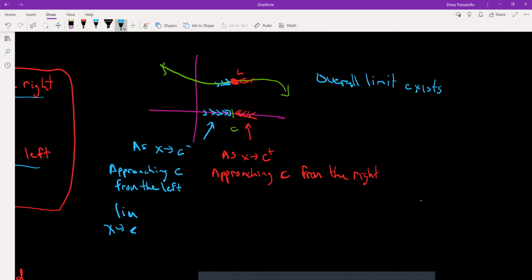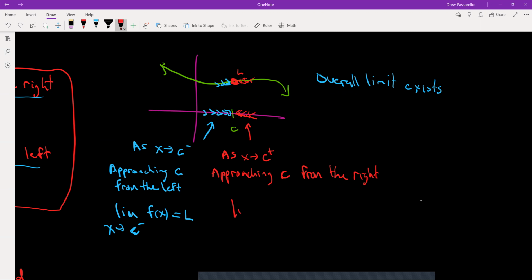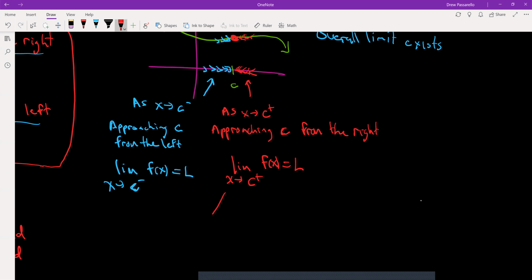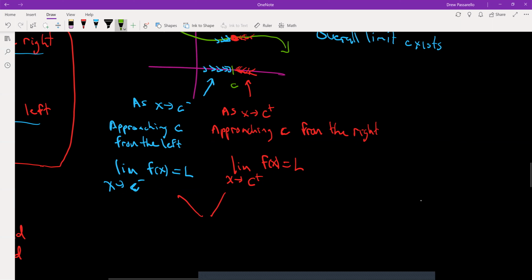X approaches C with the minus sign for indicating approaching C from the left side of f of x. That equals L. And then for the other one, I write it as limit, and then x approaches C, but this time with the plus sign for approaching from the right. F of x, that also equals L. So since I have these two, that means the overall limit is L.